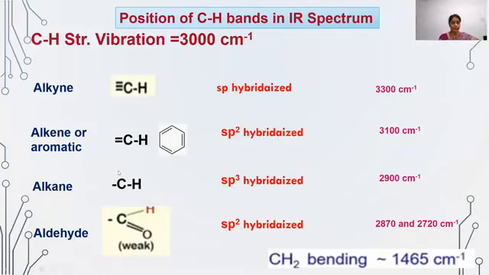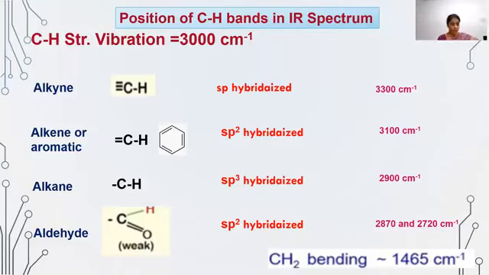Next, alkene or aromatic carbons. In alkene or in aromatic carbon, both are sp2 hybridized. Sp2 hybridized carbon, when attached with the hydrogen, absorbs light of frequency 3100 centimeter inverse. Saturated compounds, alkane. In alkane, single bonded carbon and hydrogen, CH stretching, sp3 hybridized carbon. This shows absorption at 2900 centimeter inverse.